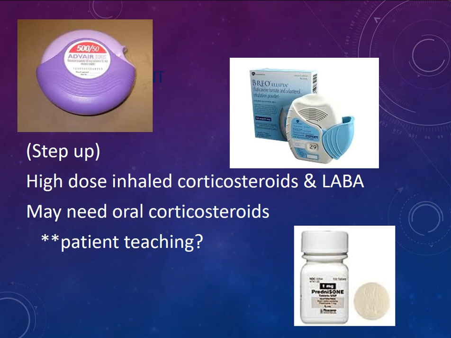So severe persistent asthma may require a high-dose inhaled corticosteroid and a long-acting beta-2 agonist. If that doesn't cut it, they may need oral corticosteroids in addition. So they may be on inhaled corticosteroids and also oral corticosteroids. So when we're giving somebody steroids, we want to be assessing them closely because you probably already know that steroids can mask the signs and symptoms of inflammation and infection, and they also have lots of other side effects. So we need to be assessing our patients closely and watching for any signs or symptoms of infection.